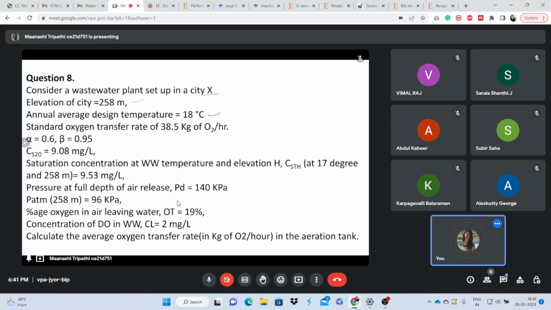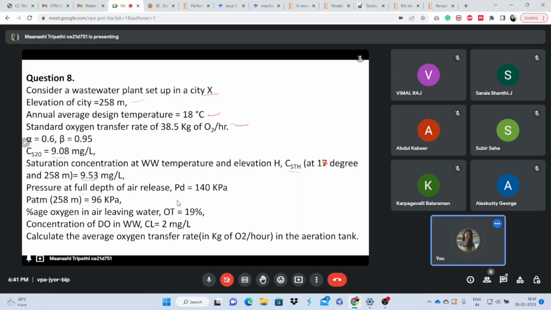Standard oxygen transfer rate, we have alpha, beta, all those things. CS20 means saturation oxygen at 20 degrees Celsius. The saturation concentration at wastewater temperature and elevation H, we also have 9.53 given, so you don't have to use all this above information to find out the saturation at 17 at this height and temperature. At 17 it will be 18.